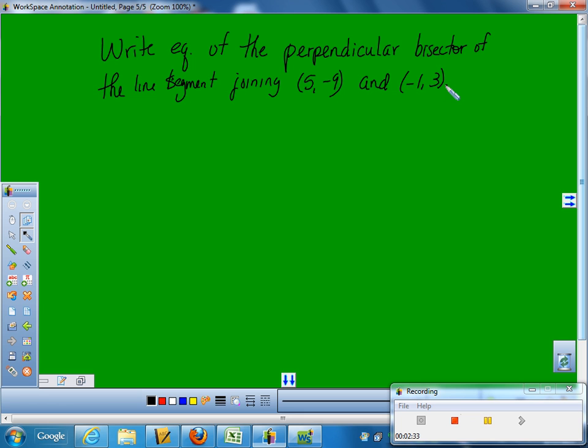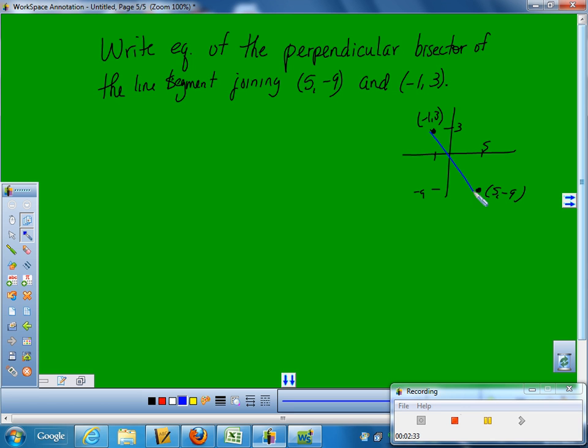Okay. Think about it here, I'm going to draw you a visual. Say one point's down here at (5, -9). The other point's over here at (-1, 3). They want you to find the perpendicular bisector. Where will they cross? If I connect those two, my calibration's off.